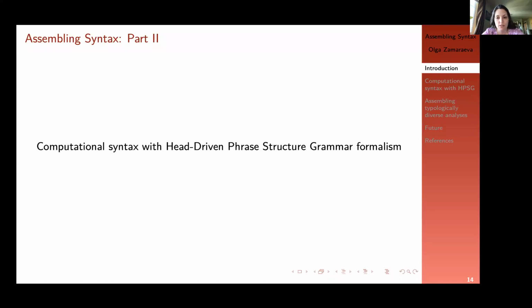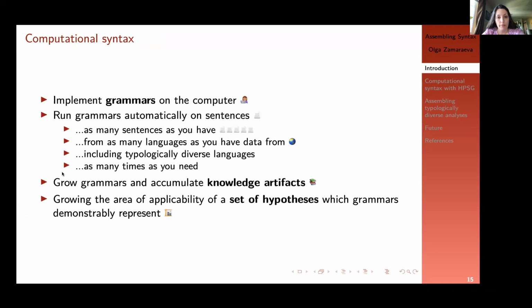Welcome to the second portion of my talk. And in this part, I will be talking about computational syntax using HPSG, the HPSG formalism. In the previous portion, I already showed you the slide where I summarized how computational syntax is this field where we implement grammars on the computer and then run those grammars on sentences automatically.